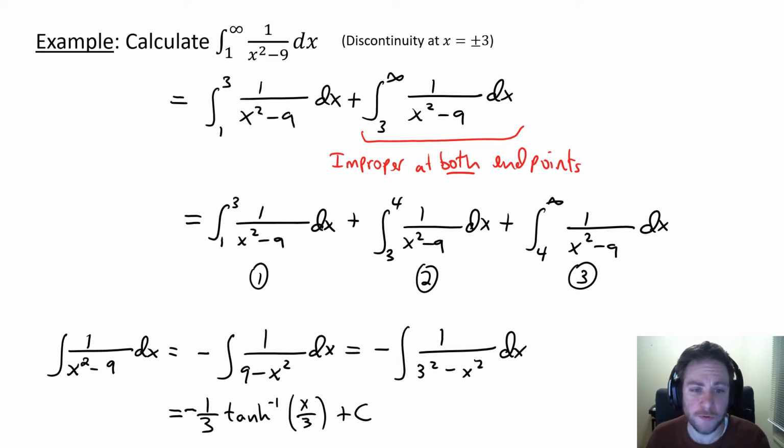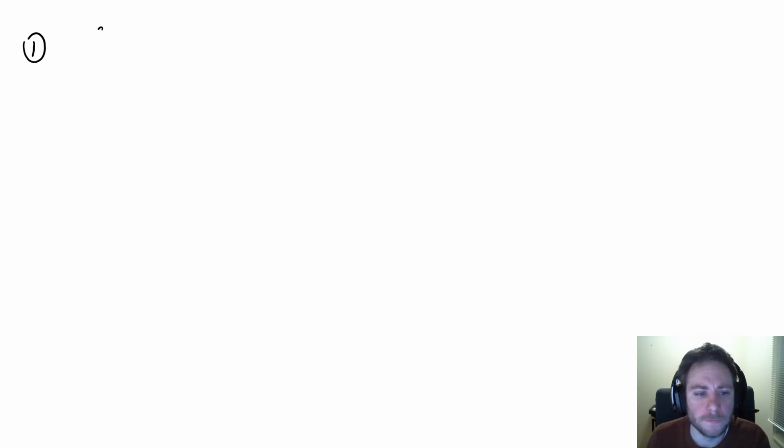Another way to do this would have been forming a partial fractions decomposition, but I think that would have taken significantly more effort, so this is my preference. Okay, so let's start by calculating this integral, which we labeled as 1 on the previous slide. We hope this integral diverges, because if it does, then we don't even need to bother with the integrals labeled as 2 and 3. But let's see.